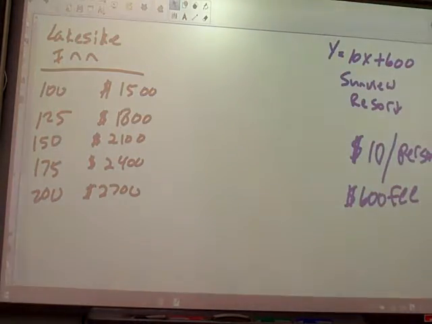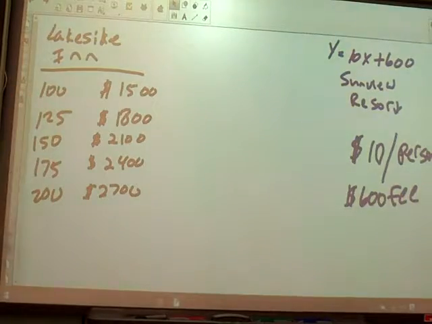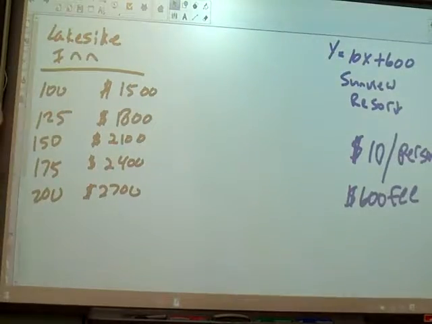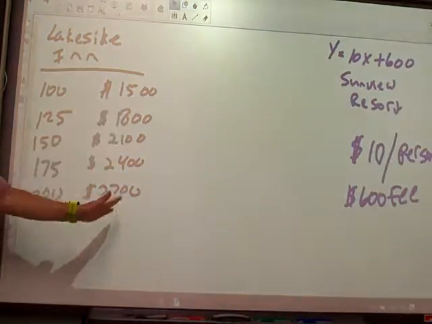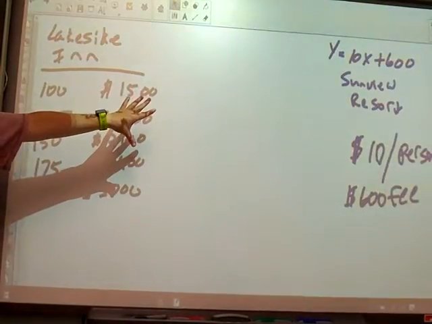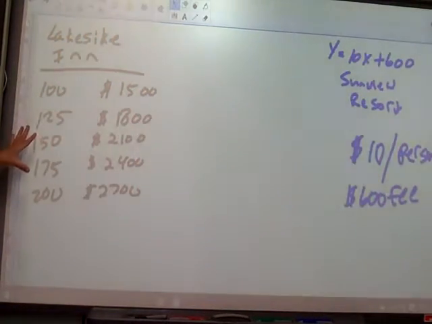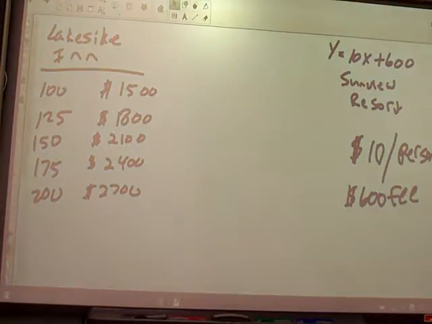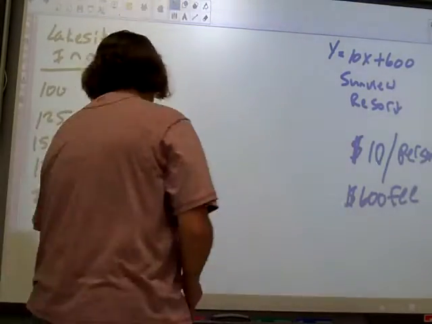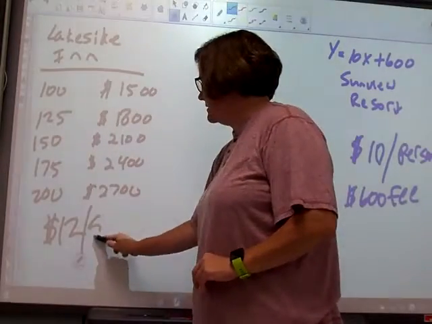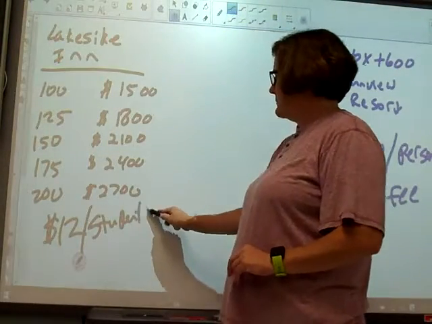Okay, do we have anything consistent happening in the number of students on this table? Because 15 times 100 is... Okay, slow down, Garrett. It's going up 25. Do we have anything consistent happening here? It's going up 300. So my rise is 300 and my run is 25. So what's 300 divided by 25? 12. Okay, so far we know that Lakeside Inn is charging $12 per student. Or person, I think I wrote person over there.